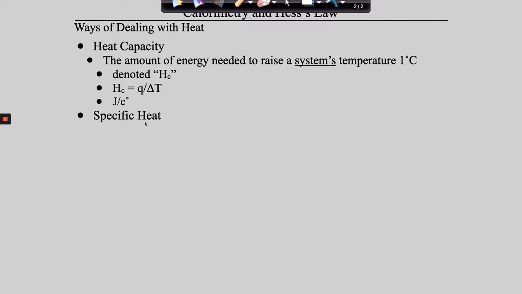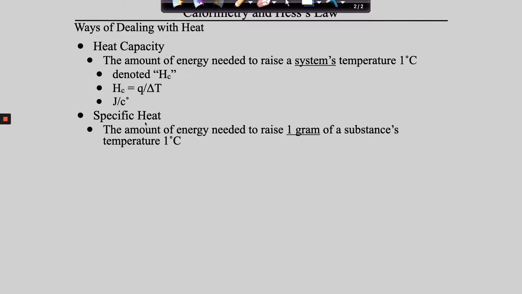It's called specific heat. This is on the AP sheet. And guys, specific heat is defined as, and this is worth writing down, the amount of energy needed to raise 1 gram of a substance's temperature 1 degree Celsius. And some of you right now are going, wait a minute, I've heard of this. It's also the definition of a calorie if the substance is water. So the specific heat of water is 1 calorie per gram degree Celsius. So it takes a calorie of energy to raise 1 gram of water's temperature 1 degree Celsius. And all substances have different specific heats.